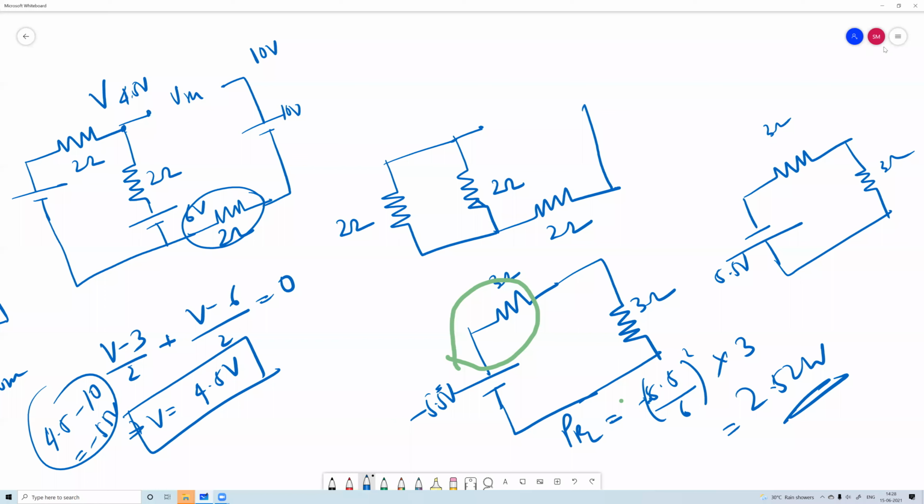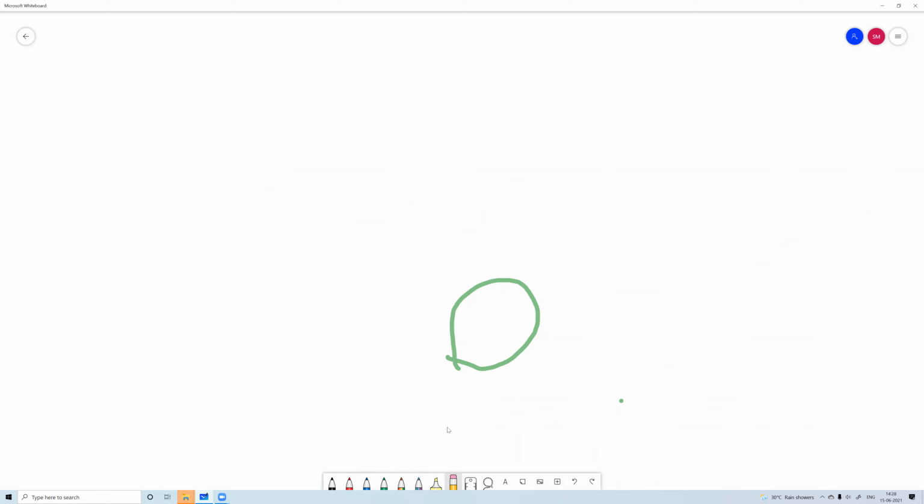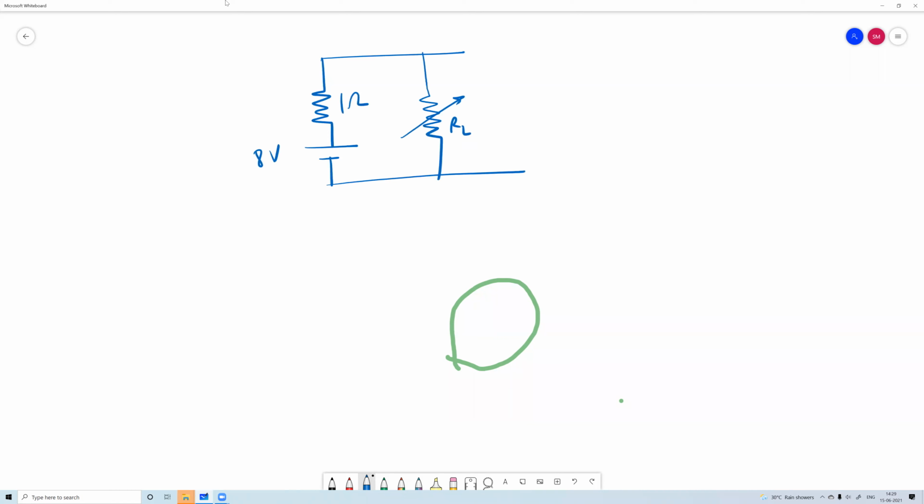Let us solve another problem then. Same thing. What is RL for maximum power transfer? And find that maximum power transfer.